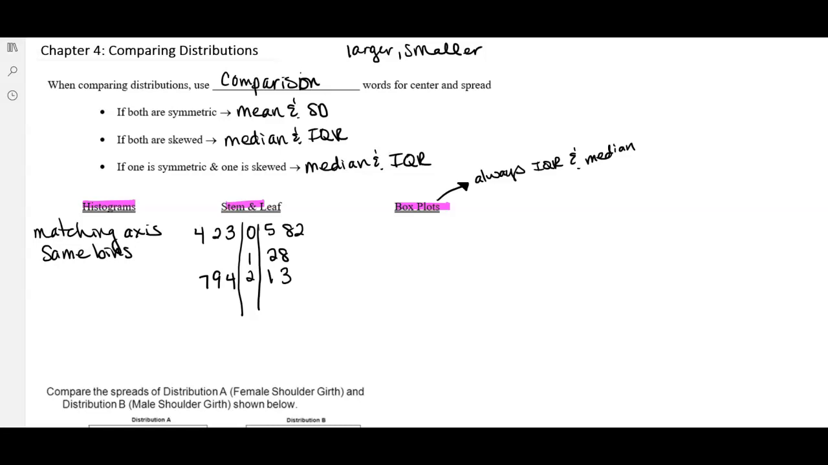Okay. And remember, you have to include the key. You don't have to include the key for both. You could still just include the key for one. So 1|2 is equal to 12.